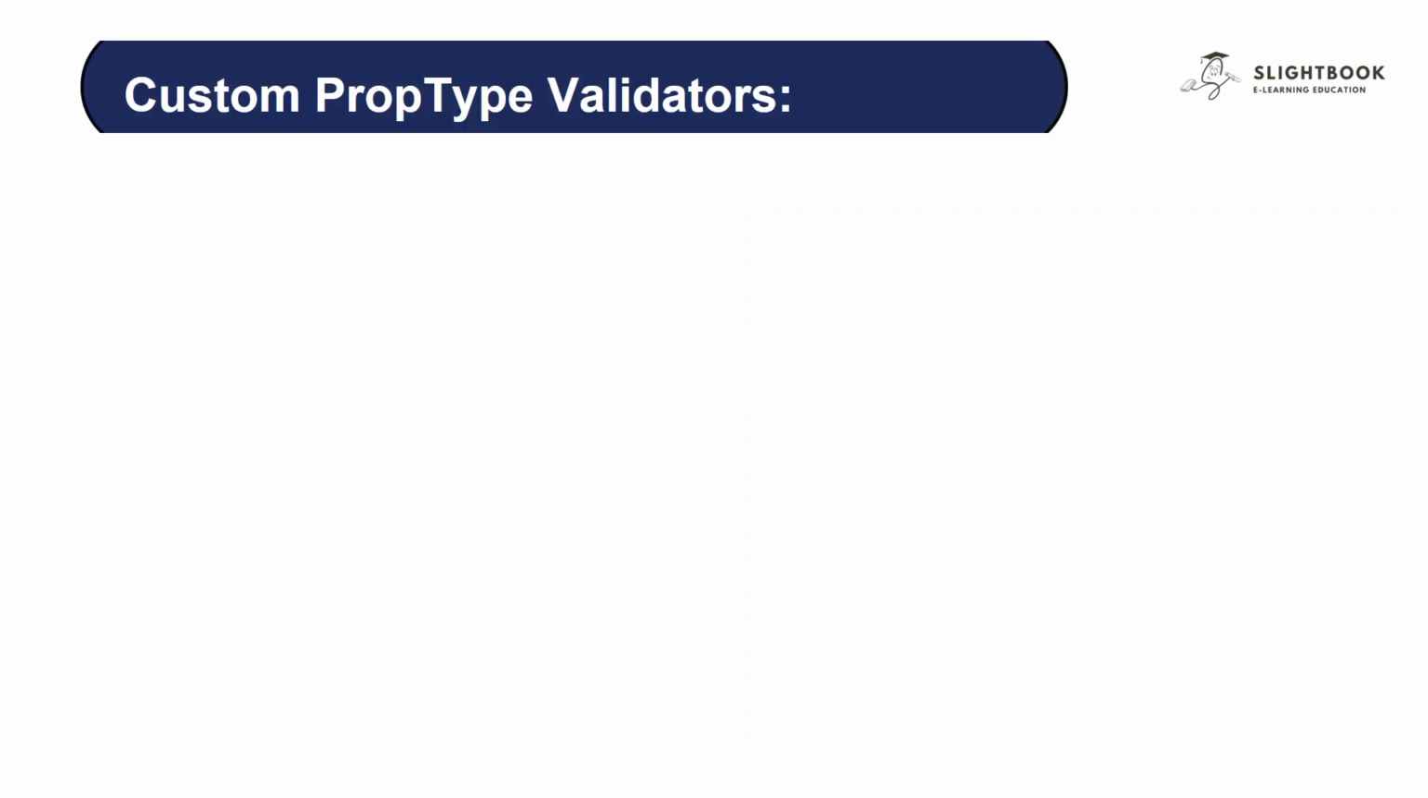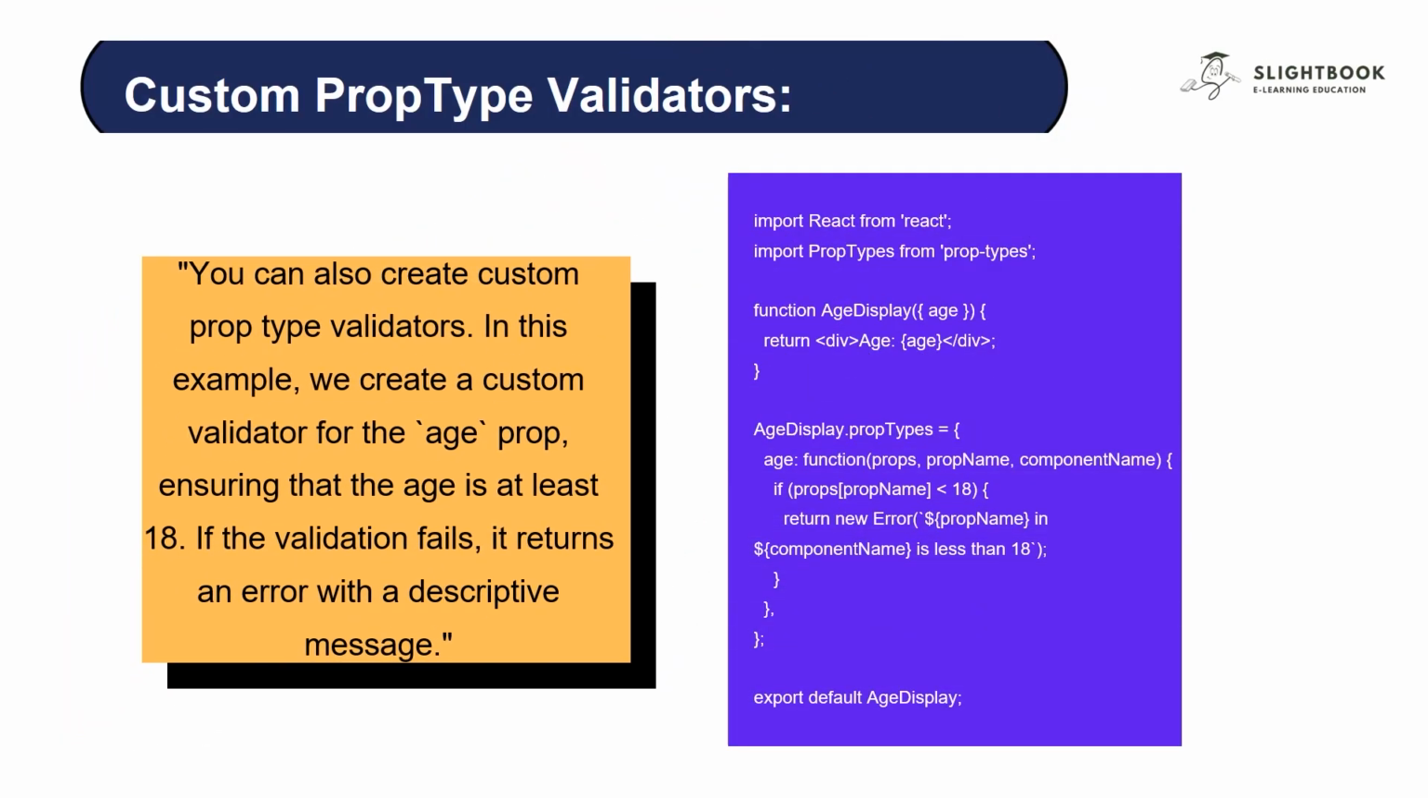Custom prop type validators. You can also create custom prop type validators. In this example, we create a custom validator for the age prop, ensuring that the age is at least 18. If the validation fails, it returns an error with a descriptive message.